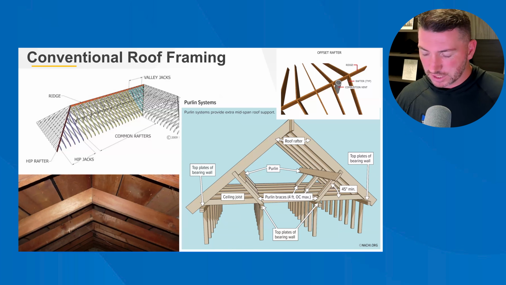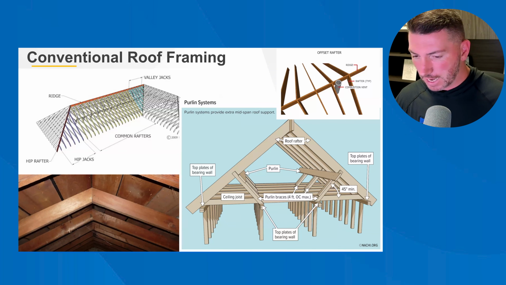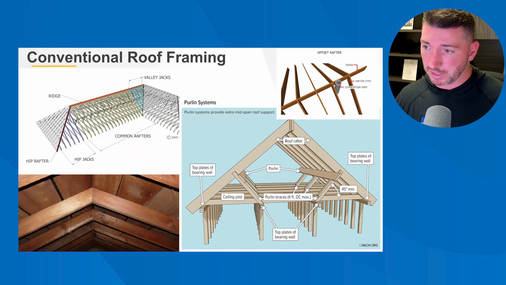The common rafters that rest on the outside walls in the bottom and connect to the ridge, those are called common rafters, highlighted in yellow on that top left area, right? It's running up to the ridge beam. It's going down to that outside wall.